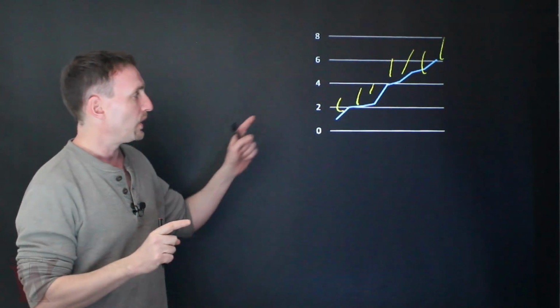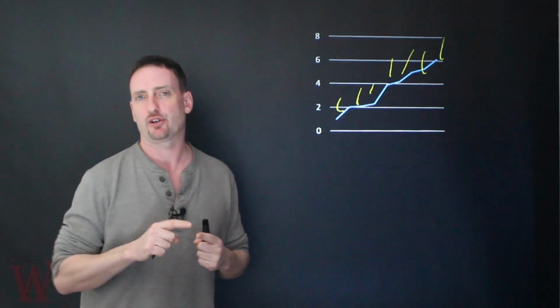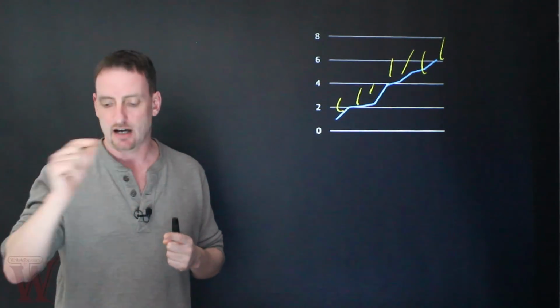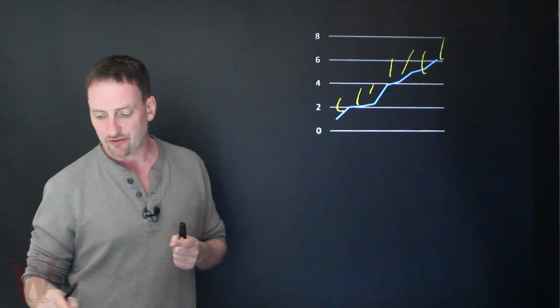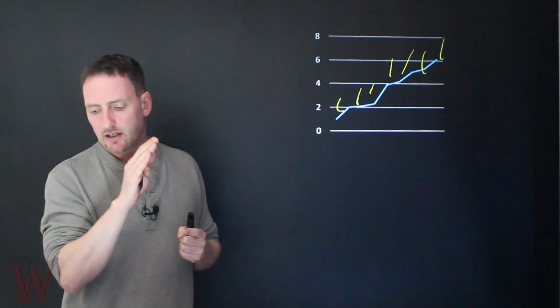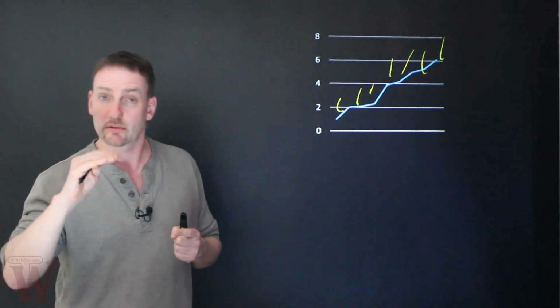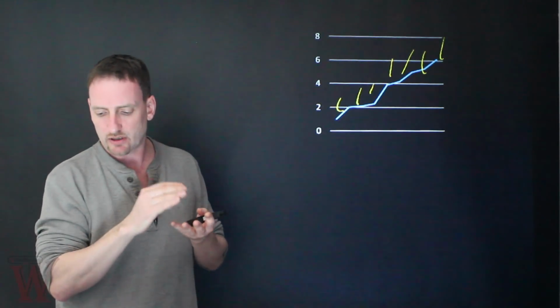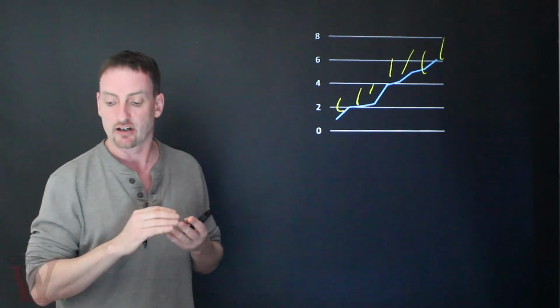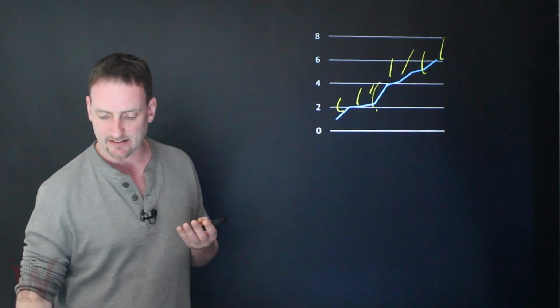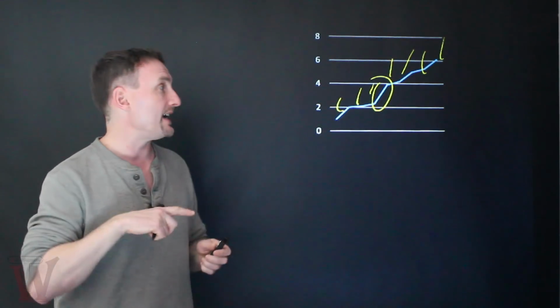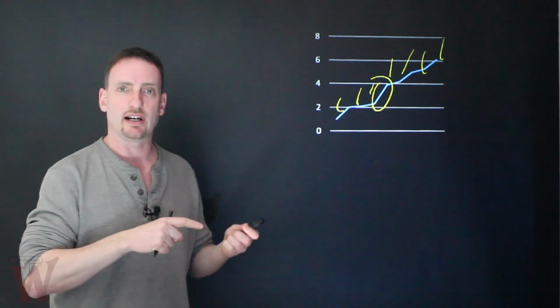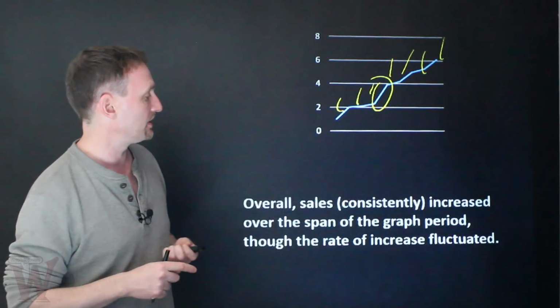But what is changing, what is fluctuating, is the rate of that change, right? In the first period, it's going up kind of quick. In the next one, it slows down. Still going up, but the increase is smaller. The next one, a little bit higher. The next one, this is the fastest increase, right? So the rate of increase changes.